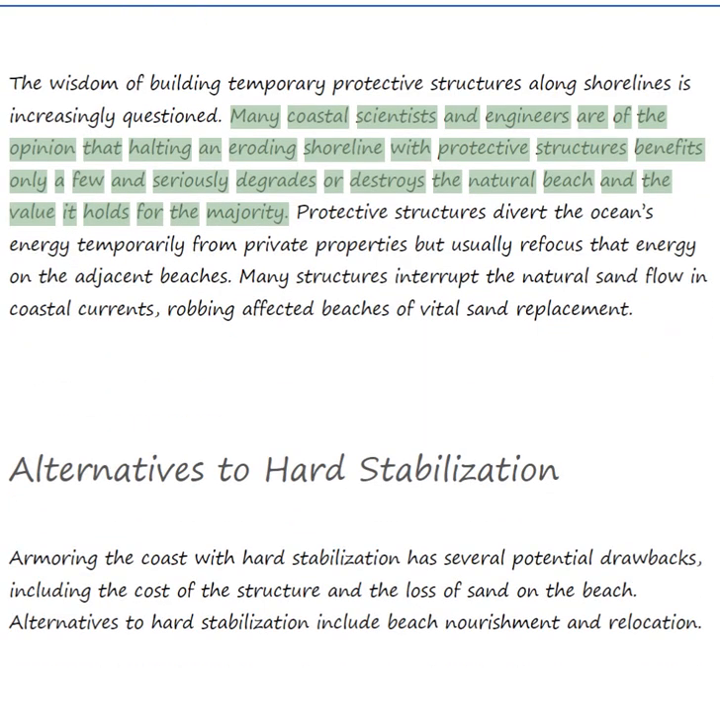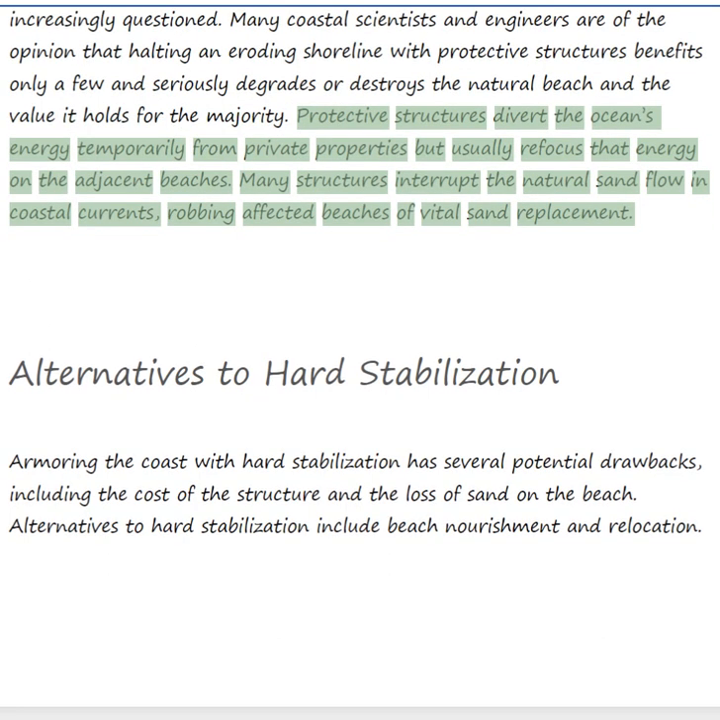Many coastal scientists and engineers are of the opinion that halting an eroding shoreline with protective structures benefits only a few and seriously degrades or destroys the natural beach and the value it holds for the majority. Protective structures divert the ocean's energy temporarily from private properties but usually refocus that energy on the adjacent beaches. Many structures interrupt the natural sand flow in coastal currents, robbing affected beaches of vital sand replacement.